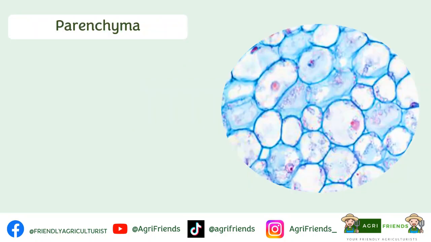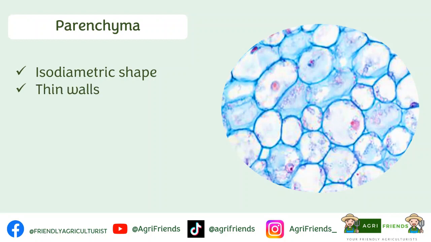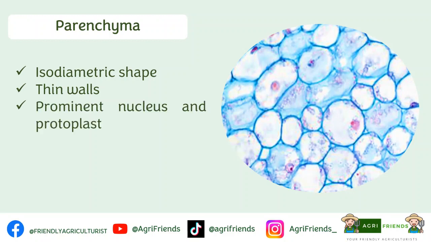Parenchyma cells are the cells that are isodiametric in shape. When we say isodiametric, it means they are roughly spherical or polyhedral. So they may be polygonal, oval, or elongated. They have thin walls, and these thin walls are primarily made of cellulose and hemicellulose. They also have a prominent nucleus and protoplasm. So this is the thin wall, this is the nucleus, and this is the protoplasm.